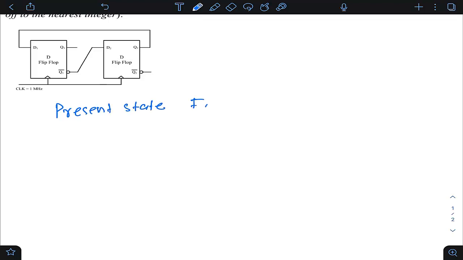Next, what are the flip-flop inputs, and what is the next state? There are two flip-flops, so the present states are Q1 and Q2, and the flip-flop inputs, as you can see, are D1 and D2.